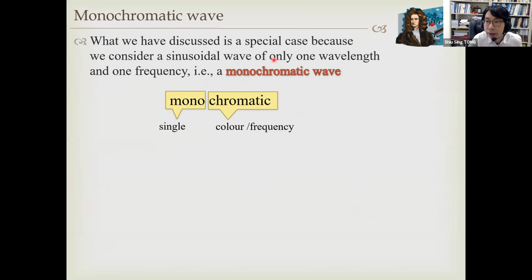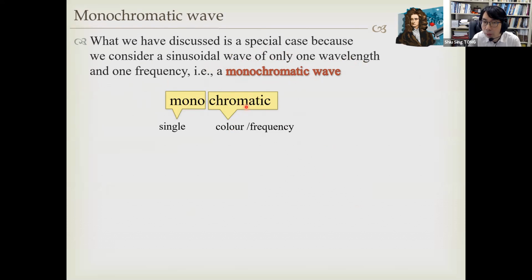Now, what we have discussed is just a special case because we are considering sinusoidal waves of only one wavelength, or equivalently one frequency, right? And that is called a monochromatic wave. Now, the word monochromatic actually has some meaning. You look at the root of the word and separate it into mono and chromatic.